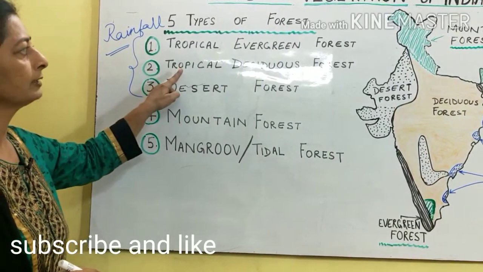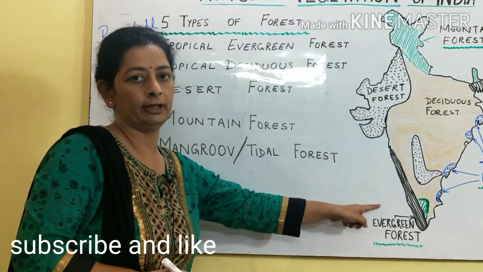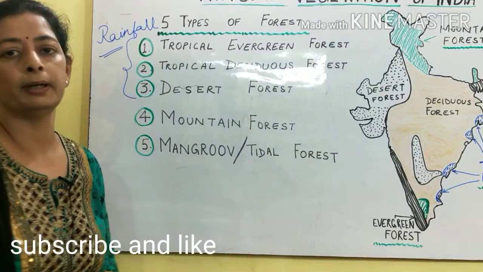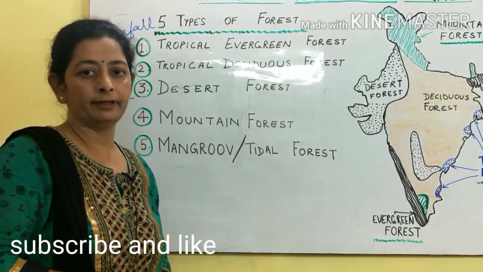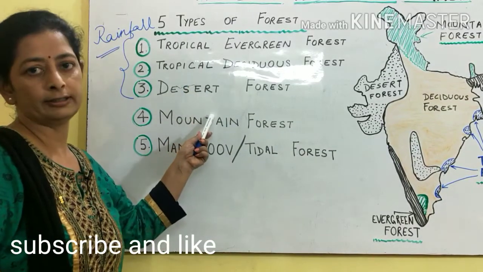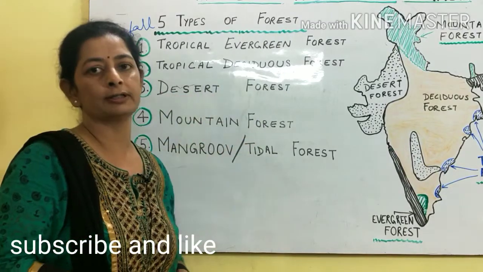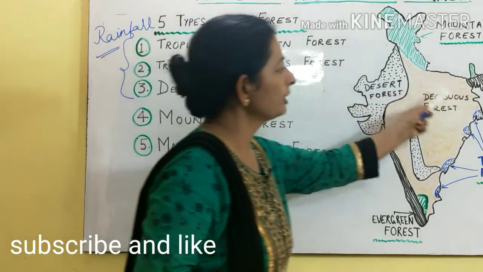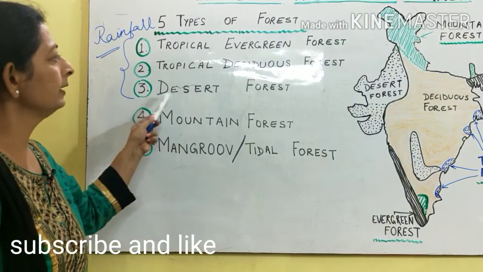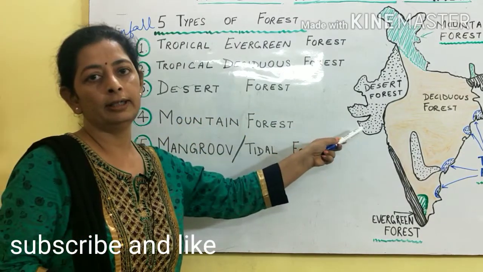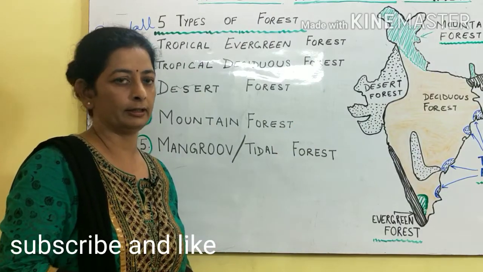Tropical evergreen forests are found in areas which are receiving heavy rainfall. If you have watched my earlier video, Natural Vegetation of India Part 1, I have explained all these 3 categories and the reason behind it. The second is tropical deciduous forest. These are present in areas which are receiving moderate rainfall, that is central India. Third is desert forest. These are present in areas which receive less rainfall, that is below 50 centimeters.